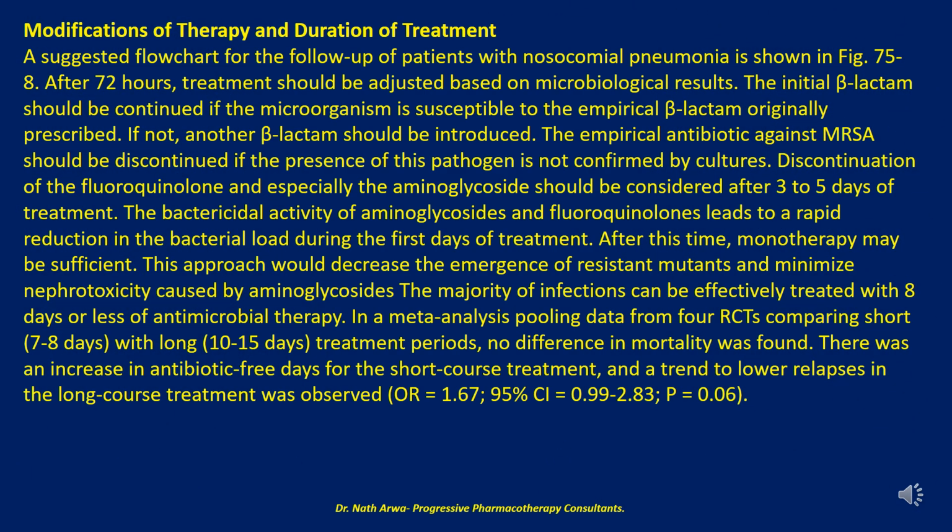Next we will discuss modifications of therapy and duration of treatment. A suggested flowchart for the follow-up of patients with nosocomial pneumonia is shown in Figure 75.8. After 72 hours, treatment should be adjusted based on microbiological results. The initial beta-lactam should be continued if the microorganism is susceptible to the empirical beta-lactam originally prescribed. If not, another beta-lactam should be introduced. The empirical antibiotic against methicillin-resistant Staphylococcus aureus should be discontinued if the presence of this pathogen is not confirmed by cultures.